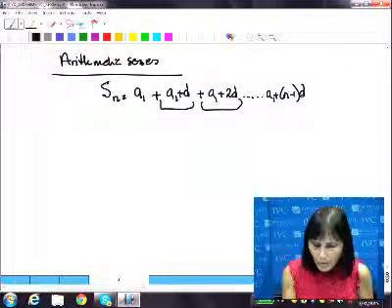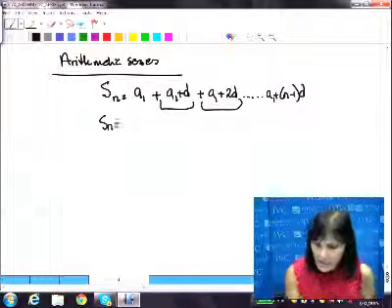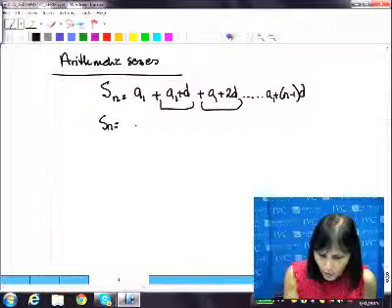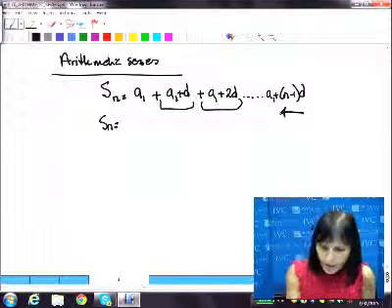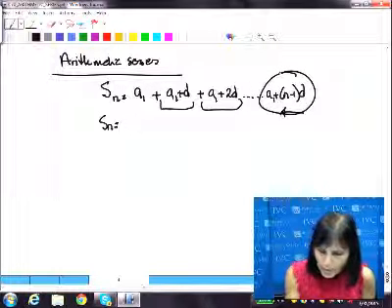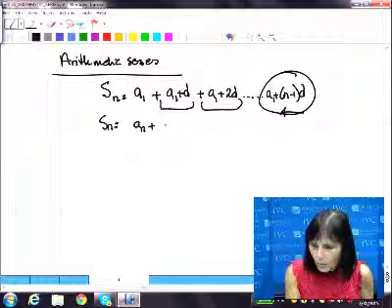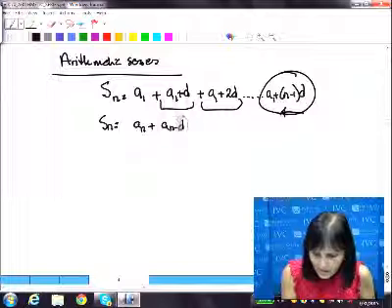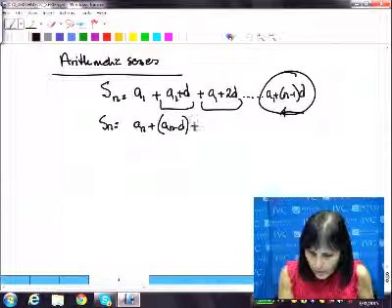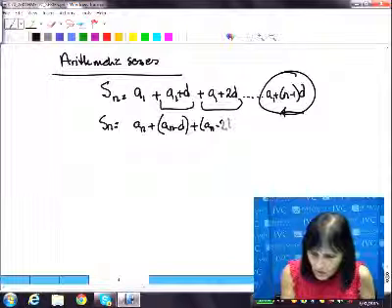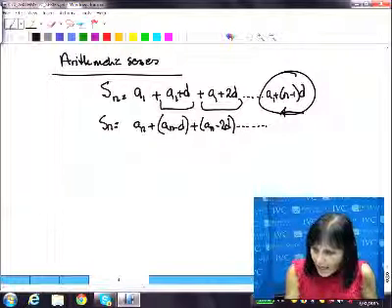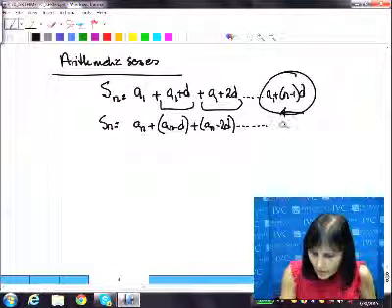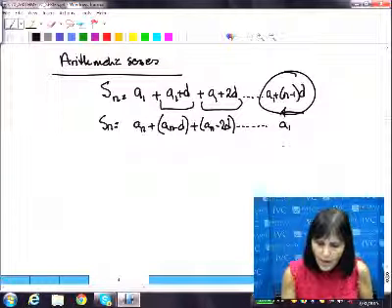Now what I'm going to do is write Sn again, but this time I'm going to write it the other way around, from right to left. This is your last term, remember? So that means an. And the one right before the last term is going to be the last term minus d. Remember? And then the last term minus 2d, and so forth. And at the end, you're going to be all the way down to a1. Does that make sense? All right.